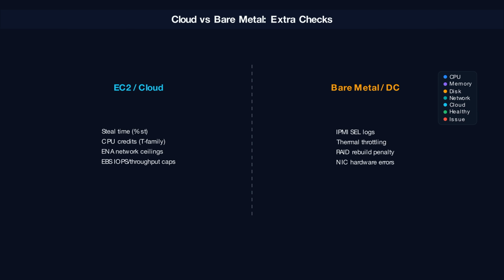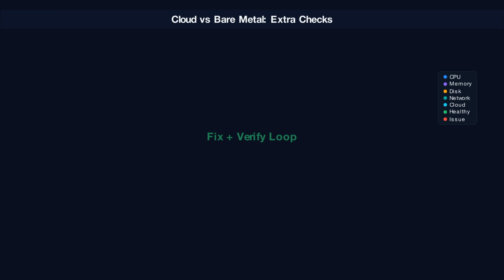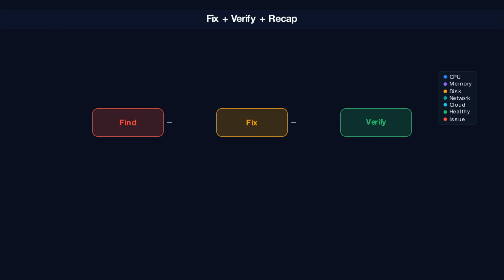In a physical data center, check IPMI sensor event logs for hardware warnings. Thermal throttling can cut CPU speed in half if cooling fails. A RAID rebuild after a disk failure consumes massive I/O bandwidth. NIC hardware errors, CRC failures, and FCS errors point to bad cables or switch ports. Check with ethtool. The key insight is your triage commands are the same, but the interpretation layer changes.